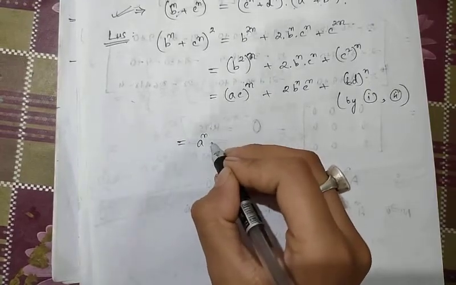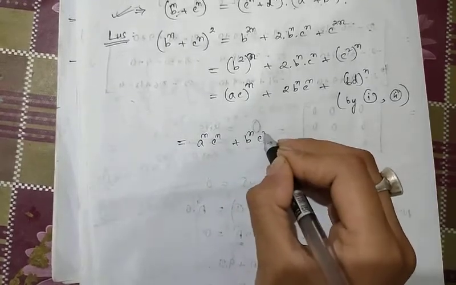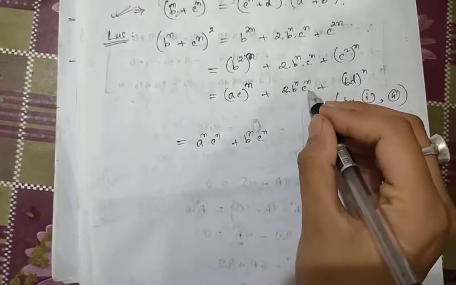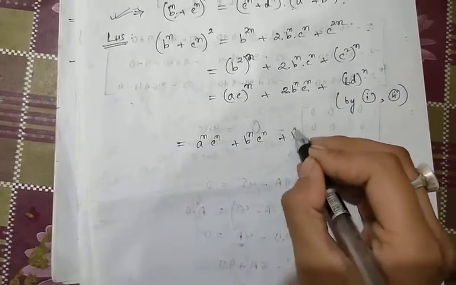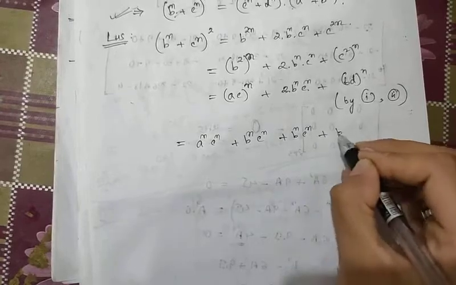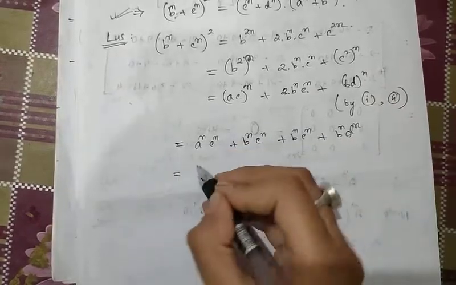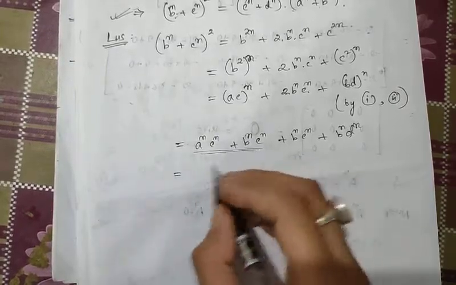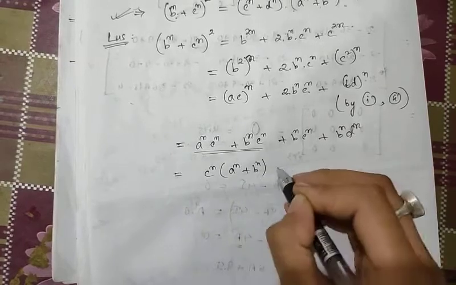So next break it: a to the power n c to the power n plus b to the power n c to the power n. Here we have two b to the power n c to the power n, so one we write in this way, plus b to the power n c to the power n plus b to the power n and d to the power n. So from here we take c to the power n common, a to the power n will be left with b to the power n.